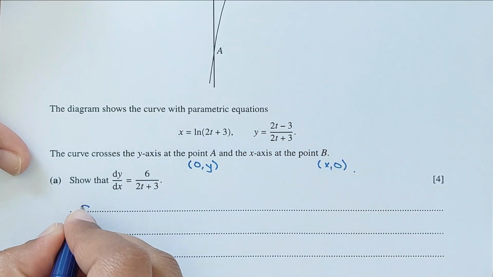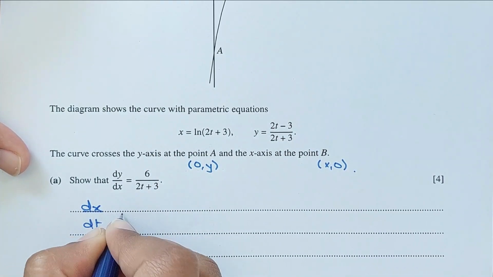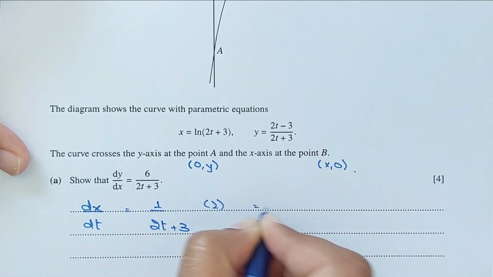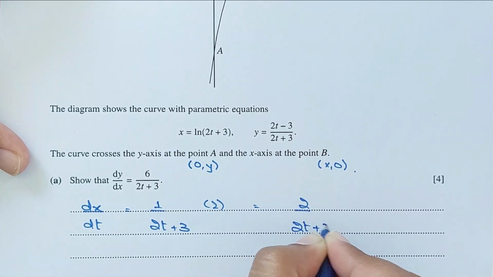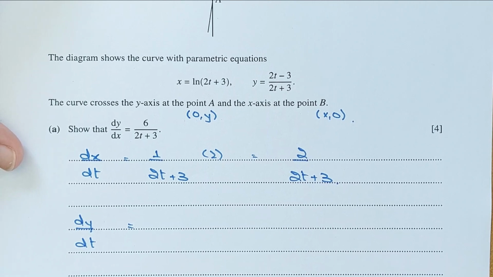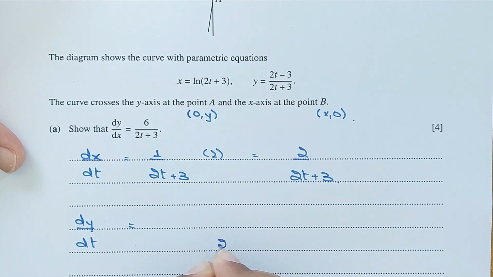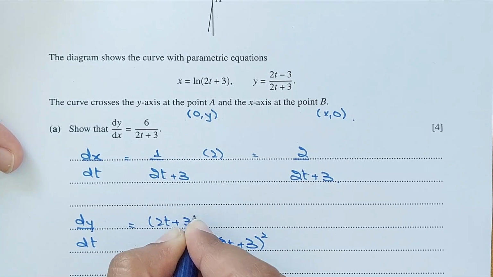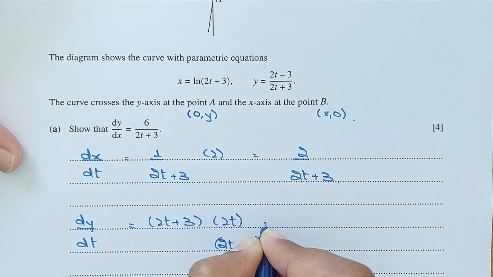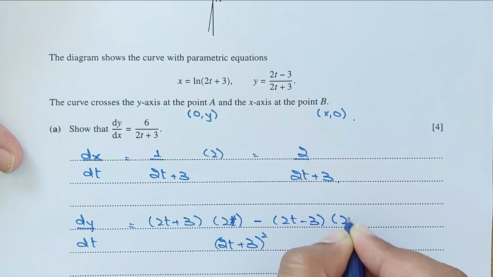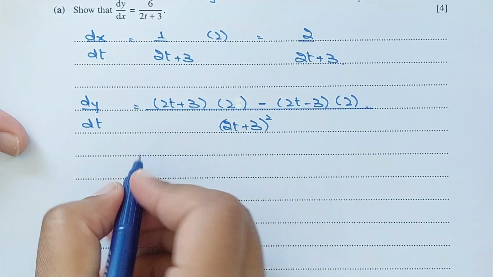So first we need to differentiate dx with respect to dt. So this is 1 over 2t plus 3 times 2. This is 2 over 2t plus 3. Right. Now let me find dy over dt as well, which is the quotient rule we have to apply. So the denominator function squared, the denominator function, the derivative of the numerator function is 2, minus the numerator function 2t minus 3 and the derivative of the denominator function.